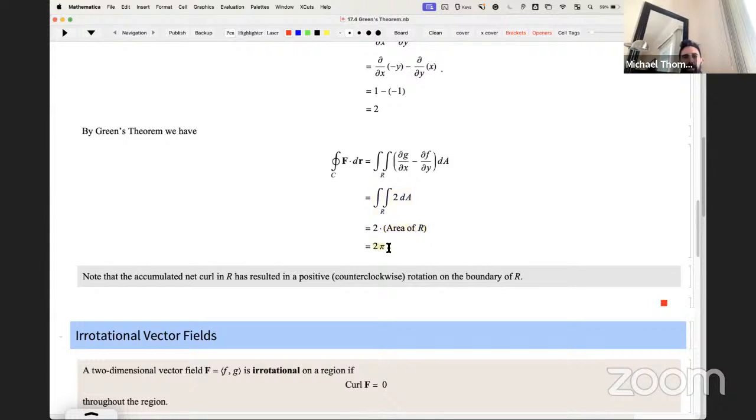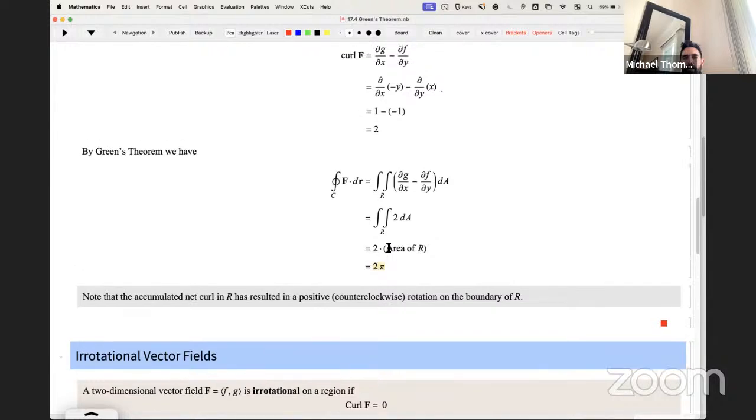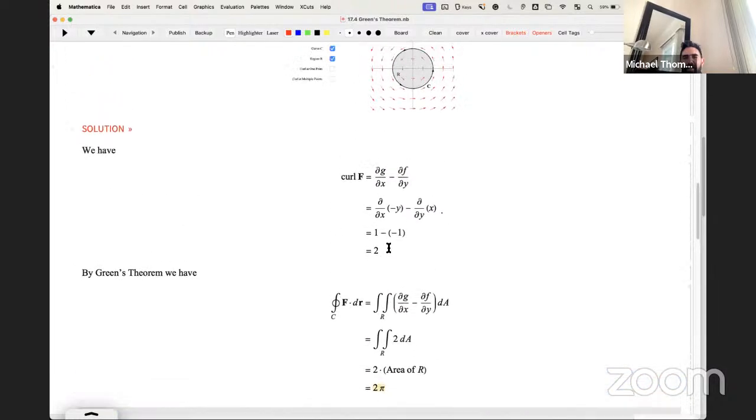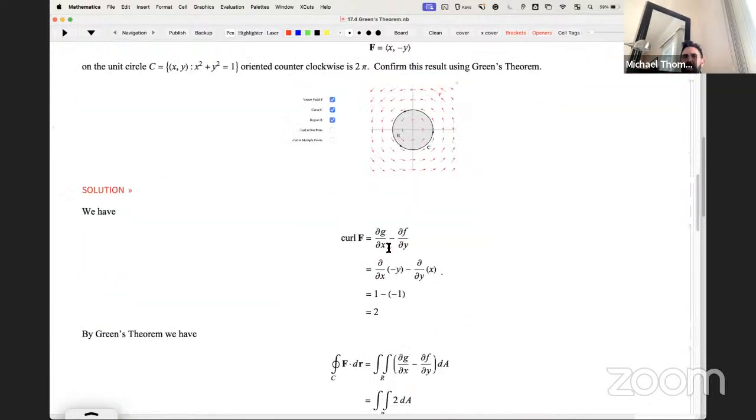So what does that mean? That means we get 2 pi if we use the right side of Green's theorem or the left side of Green's theorem. In other words, the circulation on the boundary is the same as the accumulated curl at every point inside. Is that okay? Hopefully it's okay. Do you guys have any questions on that one?